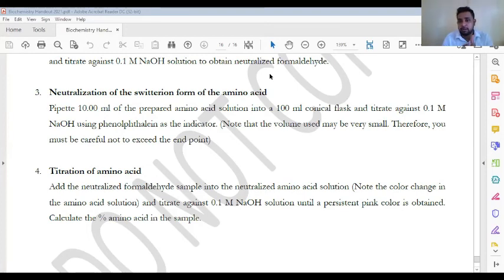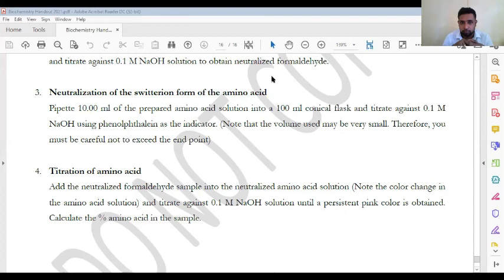You know that usually amino acids exist in the form of a zwitterion. The NH2 group exists as NH3+, and the COOH or carboxylic group exists as COO-. So within the amino acid molecule, it has both the positive as well as negative charge. So that's why we call an amino acid a zwitterion.